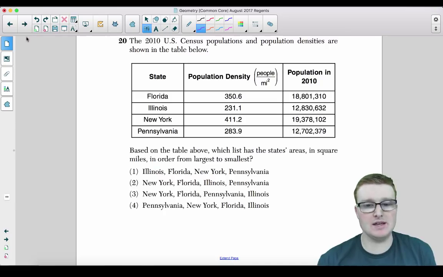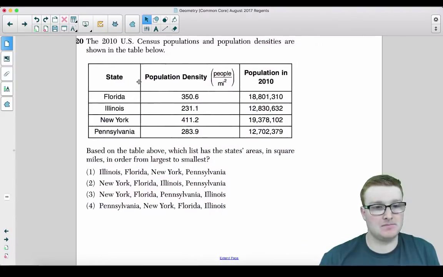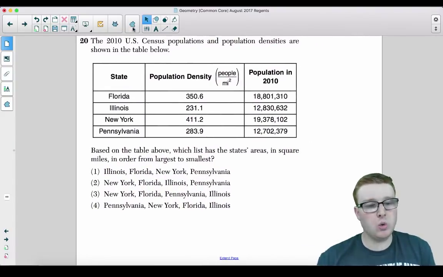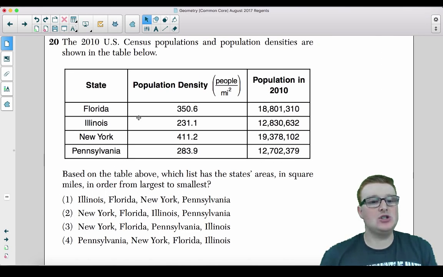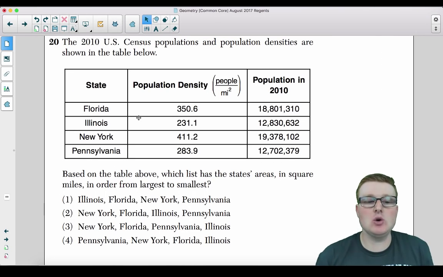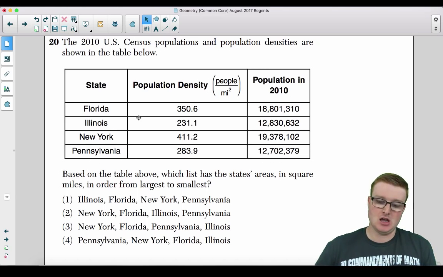Moving on to number 20. This one was a doozy. This one was like, what is going on here? So let me move this over. Number 20 says, in 2000, the 2010 U.S. Census populations and population densities are shown in the table below. Based on the table above, which list has the state's areas in square miles in order from largest to smallest?